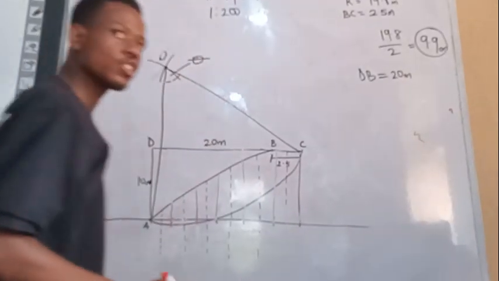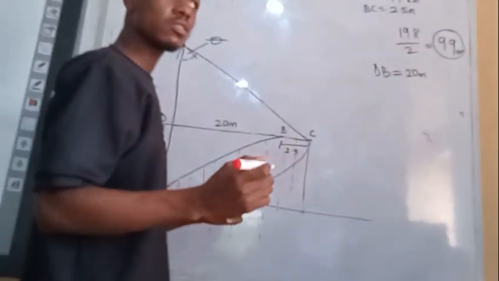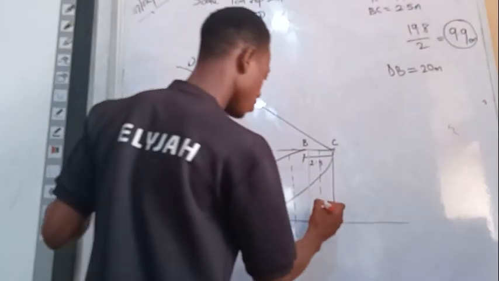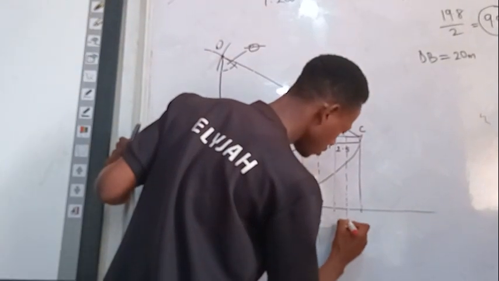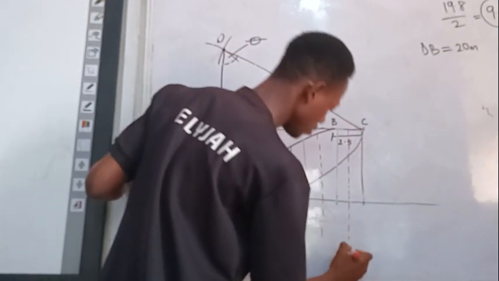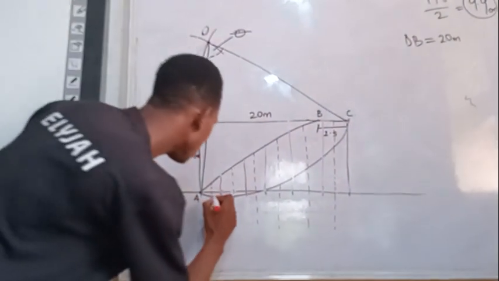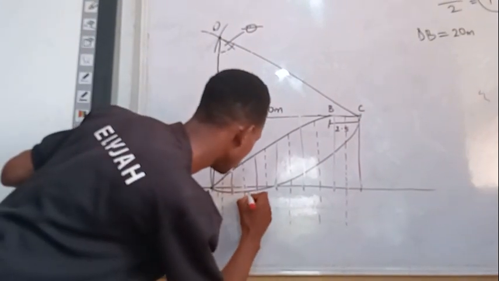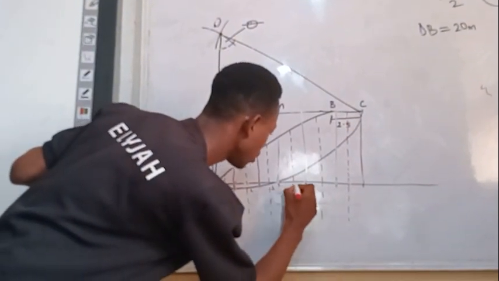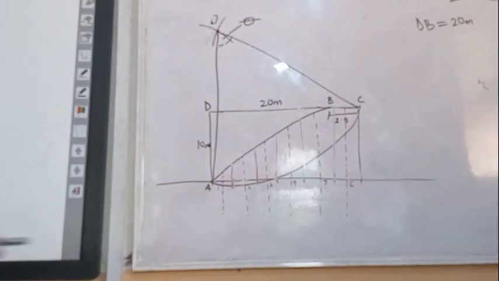The last one is going to be half of 1.25. So that's 0.625. So it's just the center. After doing this, you can now put numbers. You can number this as 1, 2, 3, 4, 5, and 6.